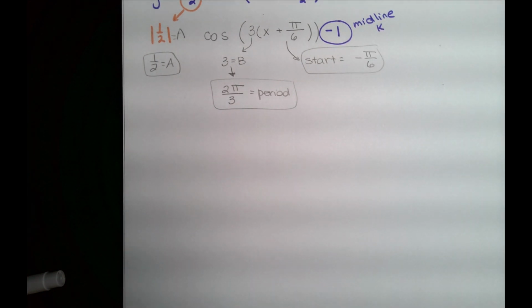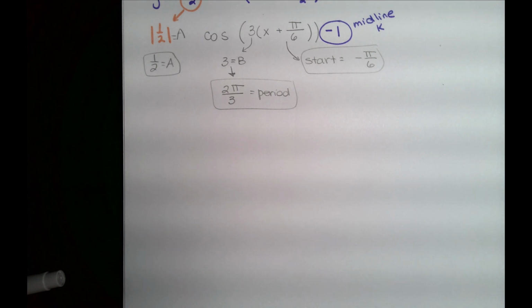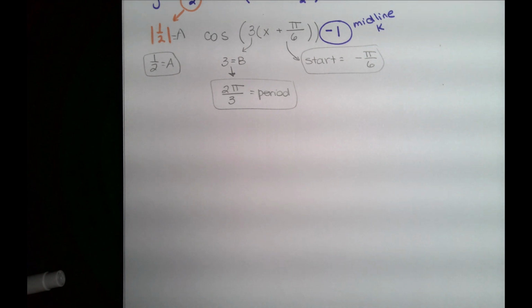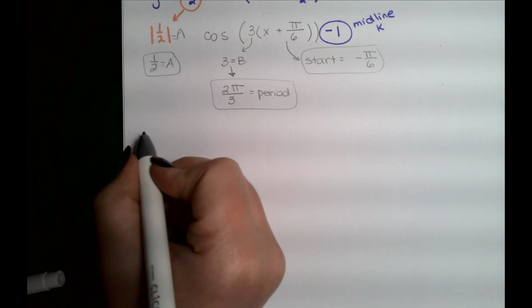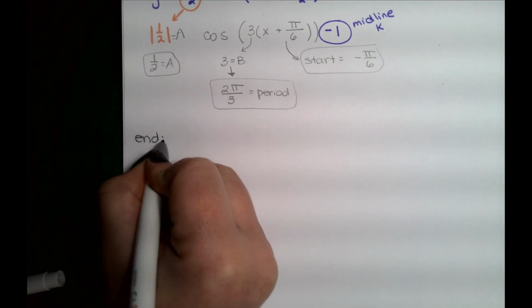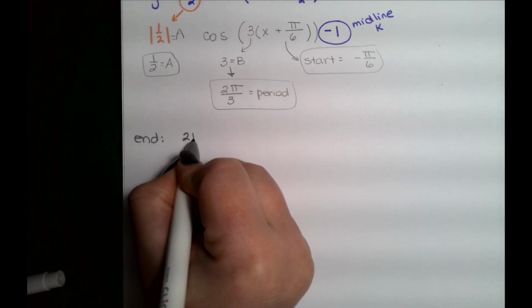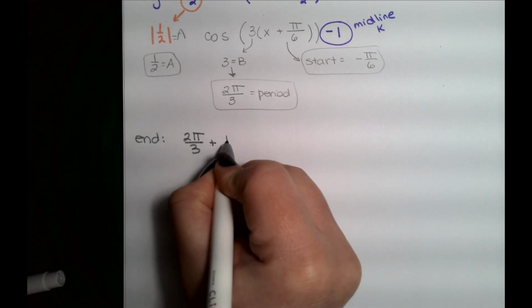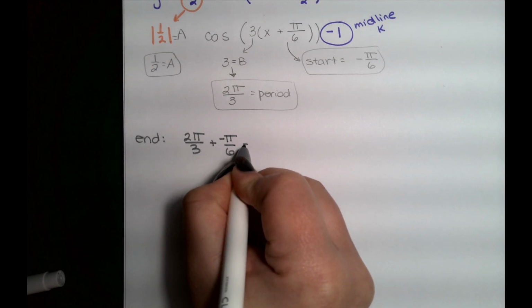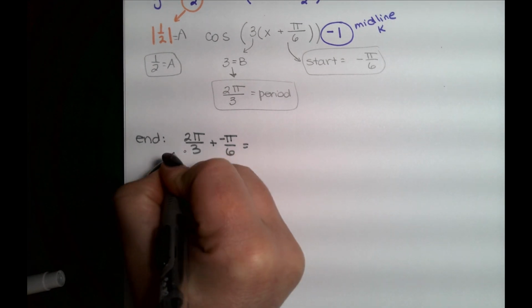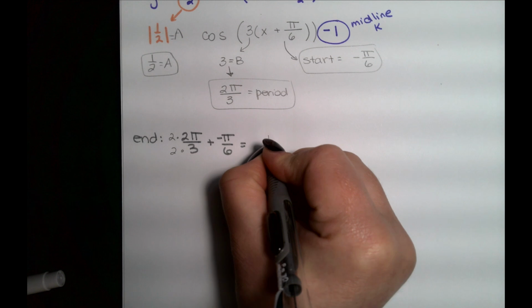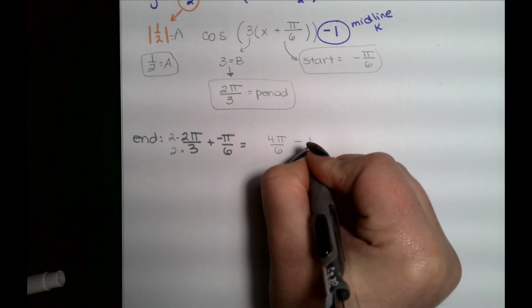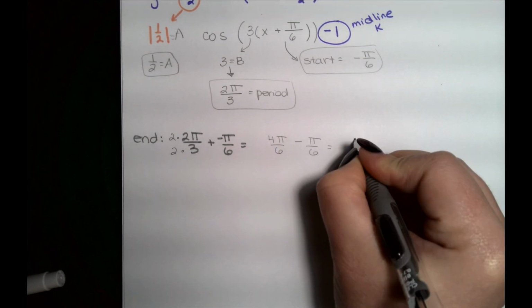Things that are not provided by the equation are going to be your start and end values, and your distance. I'm trying to talk a little bit faster so this video is not too long, but I'm making mistakes in my speech, so I apologize for that. All right, our end is going to be our new period plus our start, which is -pi6. Common denominators are needed. I'm going to multiply top and bottom by 2. So that means I have 4pi6 minus pi6. So my ending is going to be at 3pi6.